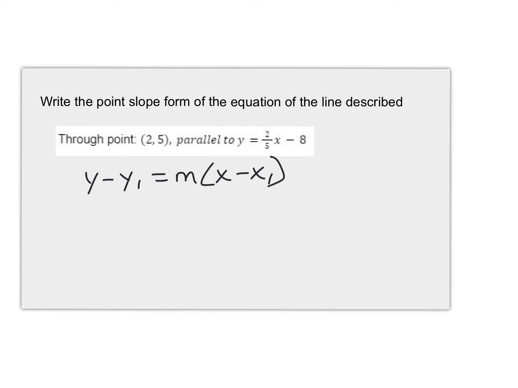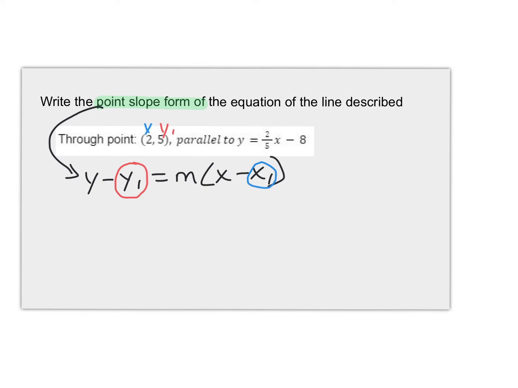So again, when you hear or read point-slope form, it is this right here, y minus y1 equals m times x minus x1. What we're going to need to do is replace the y1 with the y1 that we're given, and replace the x1 with the x value that we're given, okay?